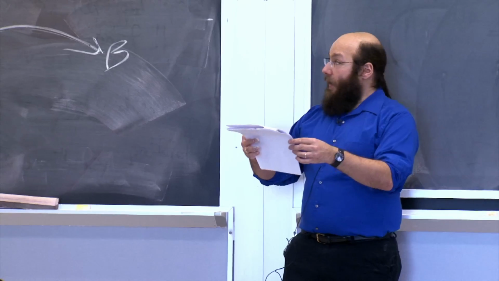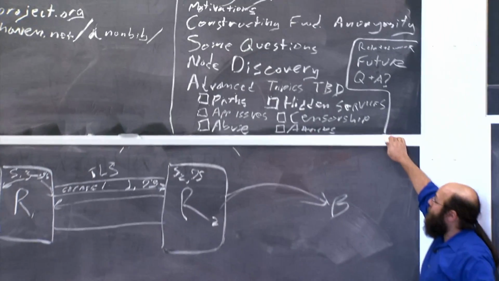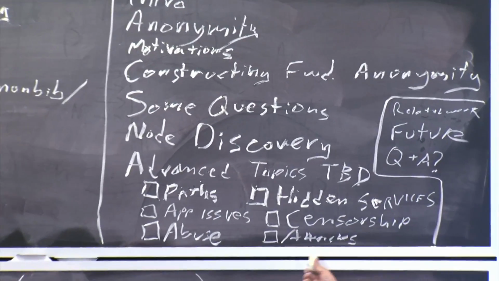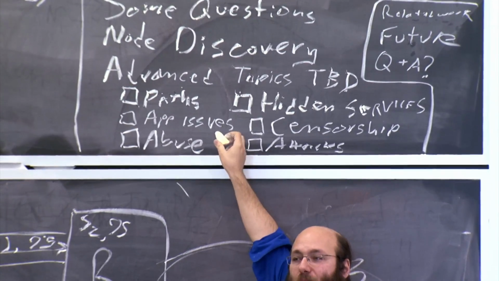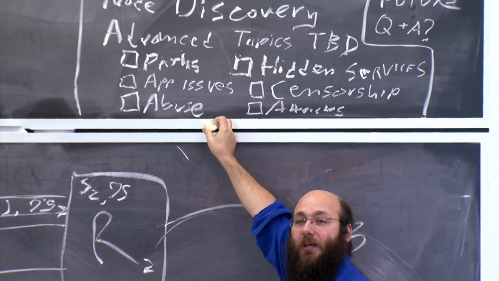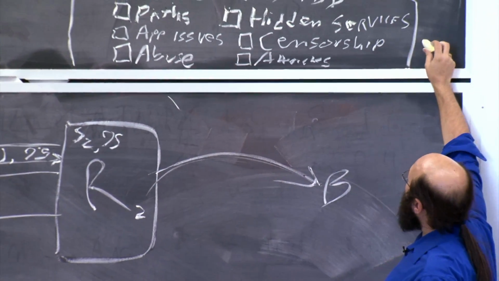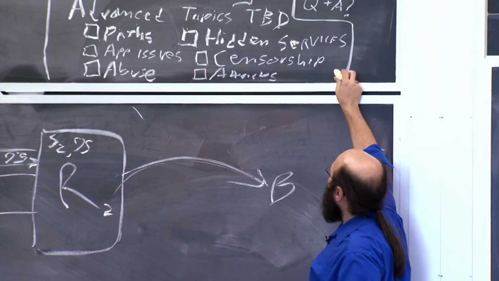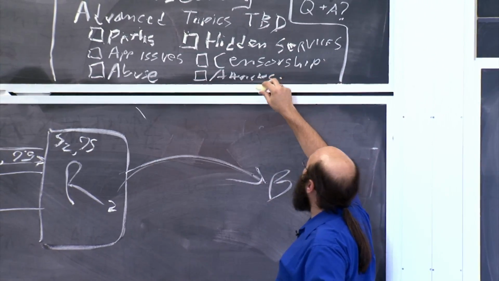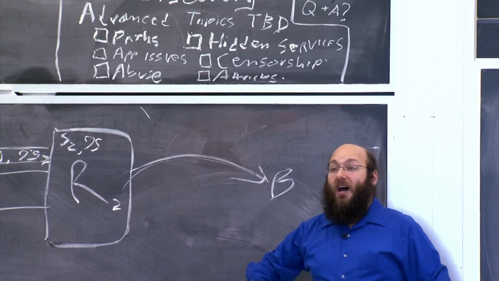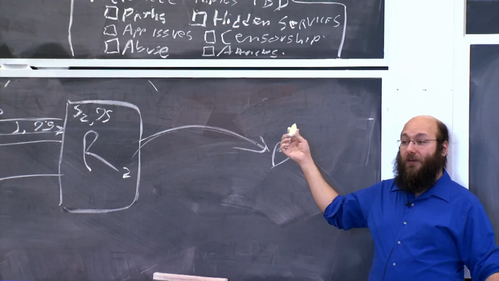So I'm going to skip over that because I would love to talk about how clients should choose which paths to build through the network. I would love to talk about issues with applications and making applications not de-anonymize themselves. I'd love to talk about abuse. I'd love to talk about hidden services and how they work. I'd love to talk about censorship resistance. And I'd like to talk about attacks and defenses. But I've only got 35 minutes, and I can't possibly cover all of these.